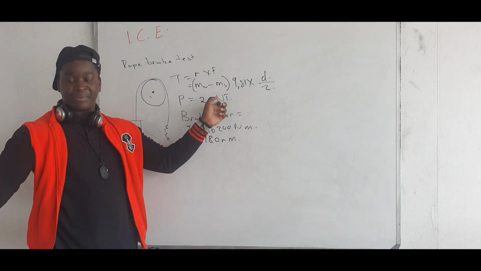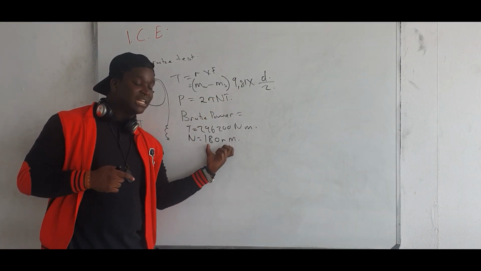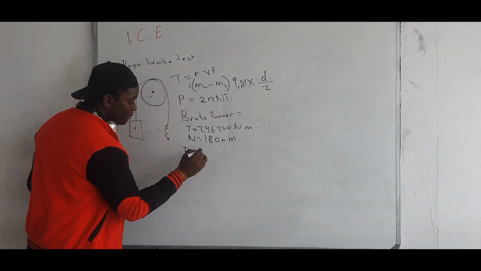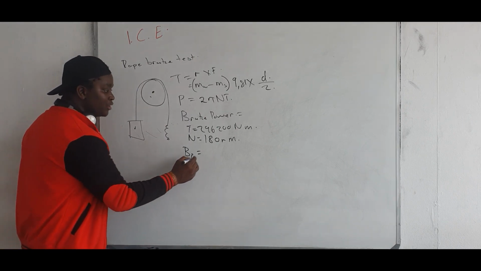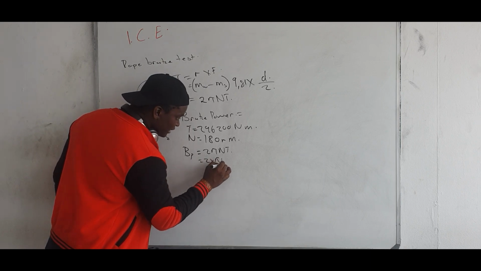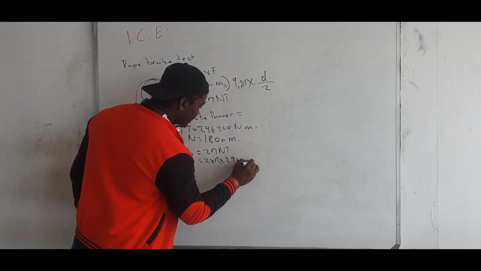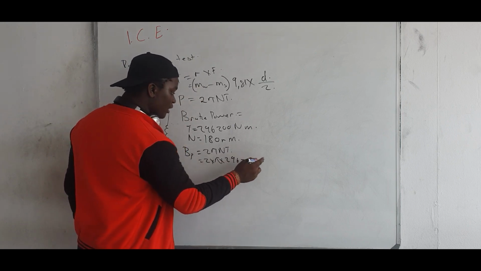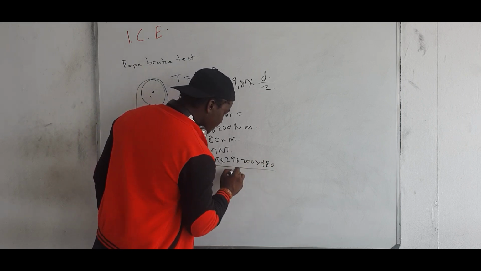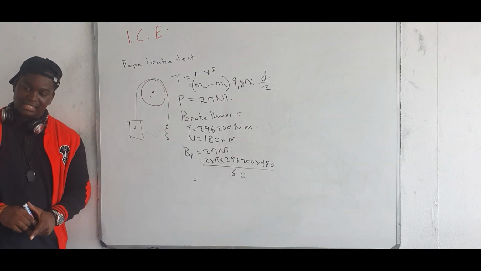But our N represents your rotational frequency, and your rotational frequency in this case is given in revolutions per minute. So that means in order for us to get our brake power, called BP, we will say 2 pi NT, which equals 2 times pi times N, which is 1,800, times T, which is 296,200. Sorry, that's T. And all of it is divided by 60 to convert it to rotations per second. That is correct.